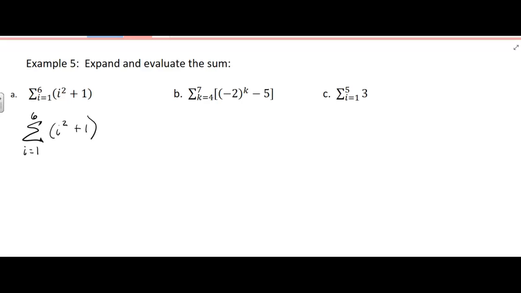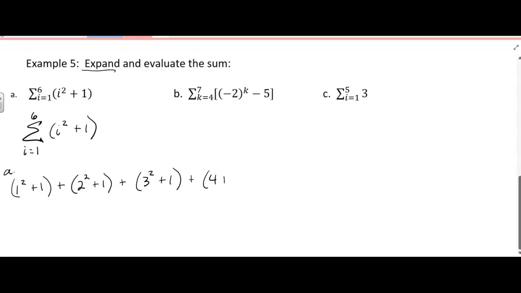Okay, so if I want to expand, I'm going to find each term. How many terms am I going to find? 6. Because I'm going to put in 1 for I, and then I'm going to put in 2 for I, and then I'm going to run out of room. Plus, and then I'm going to put in 3 for I. And then I'm going to put in 4 for I. So hopefully you see what I'm doing. Every time I'm counting from 1 up to 6. So I go 1, 2, 3, 4. I'm going to do 5.